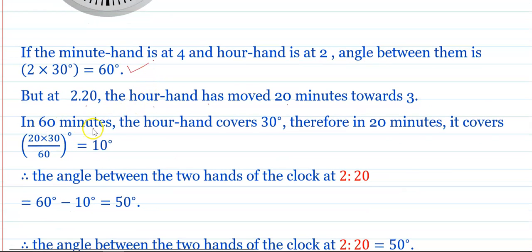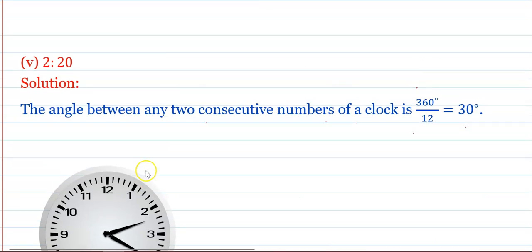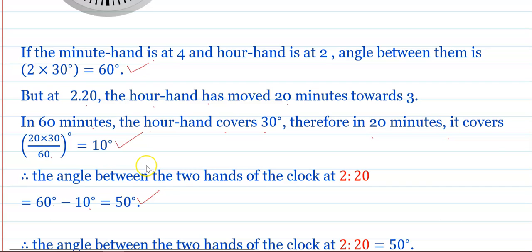Therefore, in 60 minutes, the hour hand covers 30 degree, and therefore in 20 minutes, it covers 20 into 30/60. That is, you will get 10 degree. And hence, 60 minus 10, you will get 50 degree. And hence, the angle between hour hand and the minute hand at 2:20 is 50 degree. Okay, easy question set.